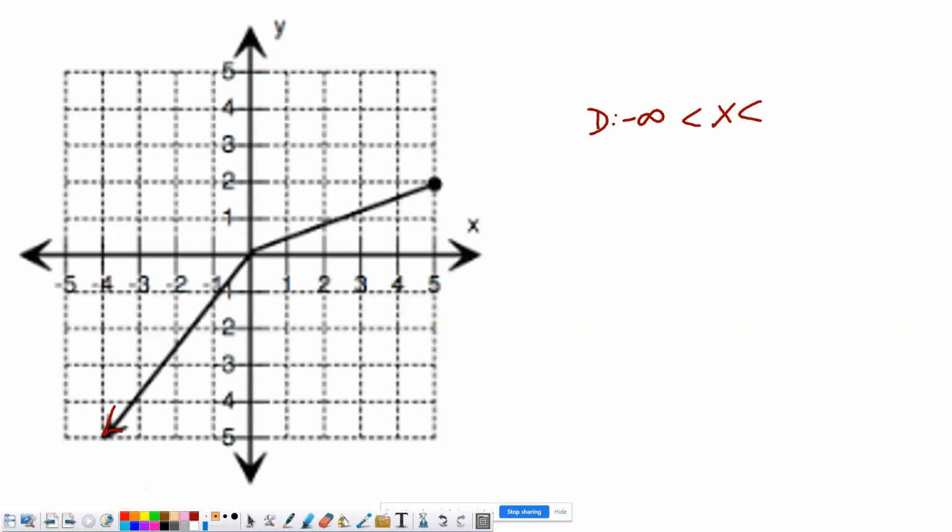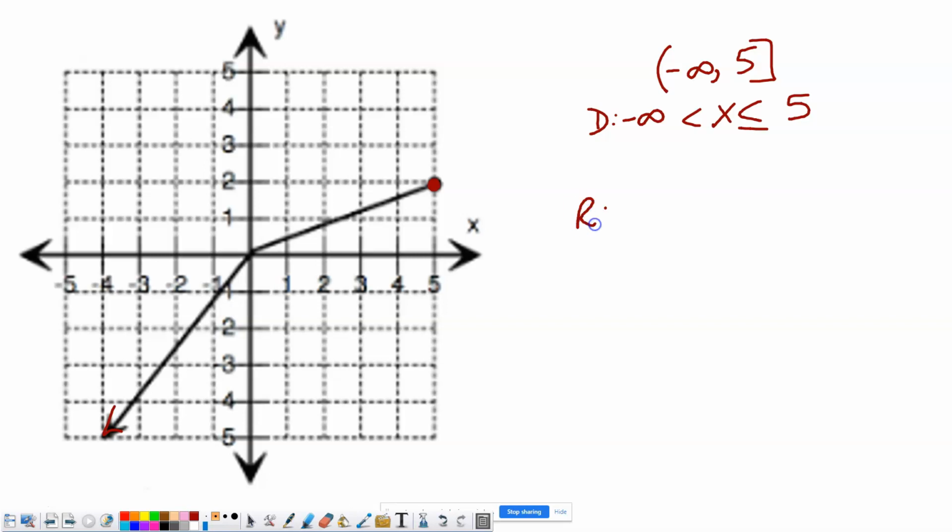How far to the right does this go? It seems to stop right here at this closed dot. So the farthest point to the right is 5. And since it's a closed dot, we're going to put equals. Now another way that you could have written this would be open parenthesis, because it doesn't equal negative infinity, comma, 5 with a bracket, because it does equal 5.